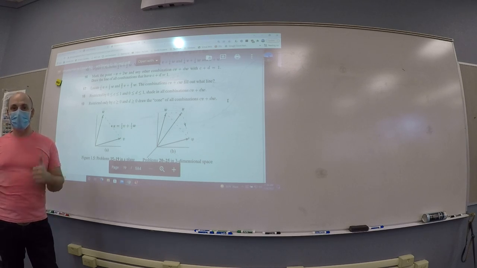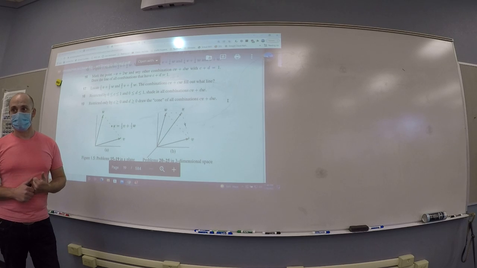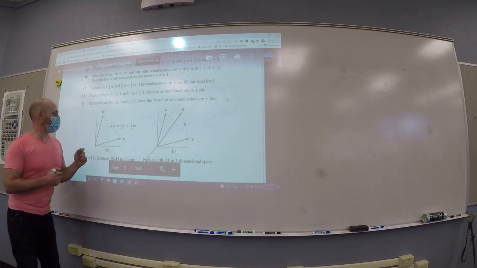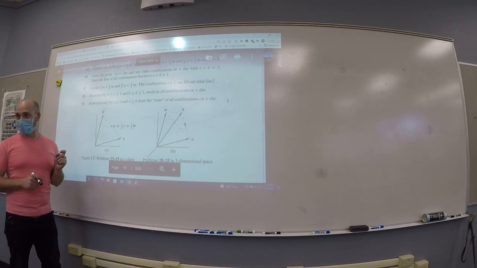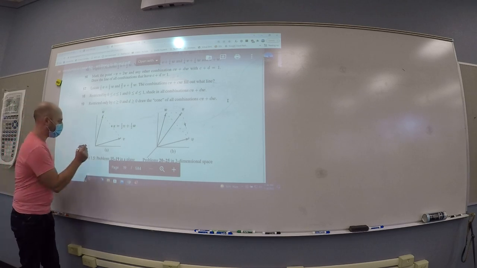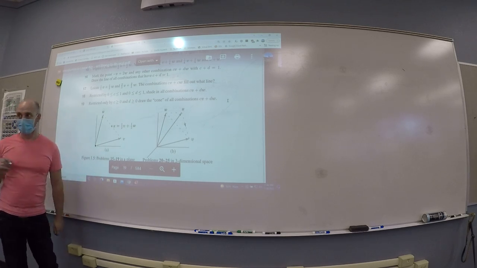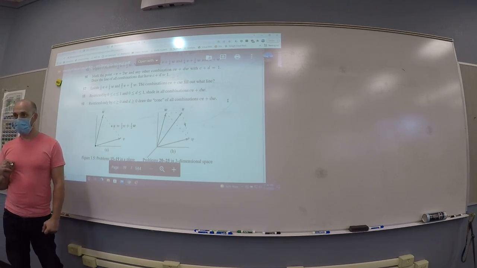Okay, so what is the smallest weight I can assign to both vectors? 0. So if I do 0V plus 0W, where am I at? 0 is 0. Origin. Boom. Are you with me on that?